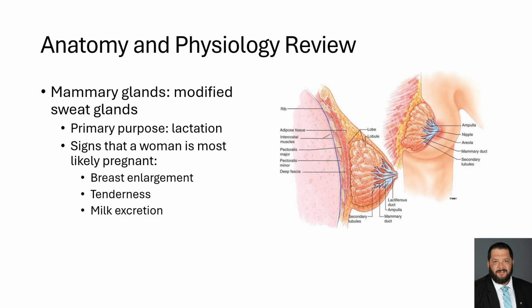Mammary glands are modified sweat glands. The primary purpose is for lactation. And one of the indications that a woman is pregnant is breast enlargement, tenderness, and then ultimately milk excretion.